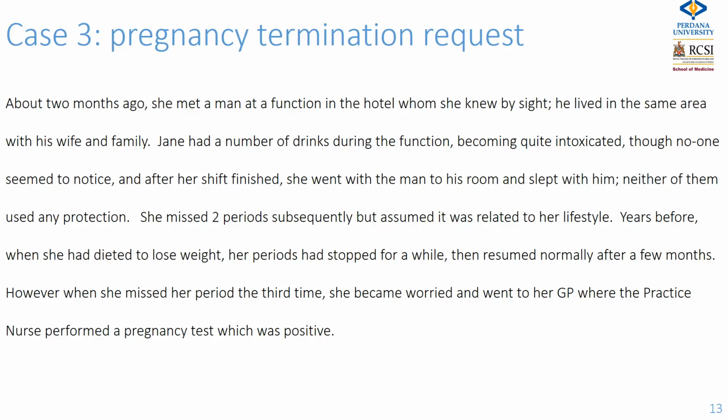She'd had a number of drinks during that function, and she became quite intoxicated, though nobody seemed to notice. After her work shift finished, she went with the man to his room and slept with him. Neither of them used any protection. She subsequently missed 2 periods, but she assumed it was related to her lifestyle. Years before, when she had dieted to lose weight, her periods had stopped for a while and then resumed normally after a few months. However, when she missed her period the third time, she became worried and she went to her GP, where the practice nurse performed a pregnancy test, which was positive.